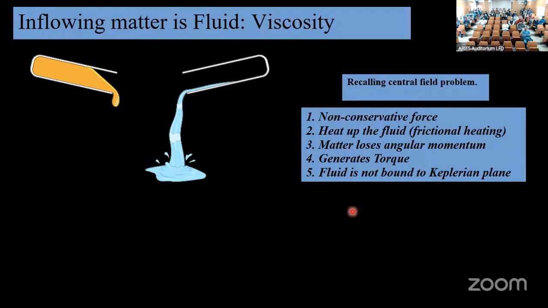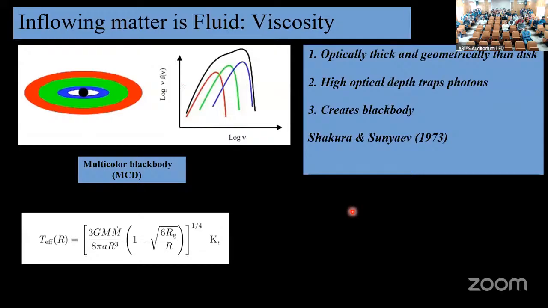The matter starts to lose angular momentum. Then it goes inward. It generates torque. Now your disk is not bound to the Keplerian plane. See, once you have Keplerian angular momentum, you are bound to a Keplerian plane. Once you introduce a non-conservative force, it's not bound anymore. It can go up and down, here and there, whatever it can do. So you are not bound. Viscosity will create a disk, an optically thick disk, multicolor black body, and so on and so forth.